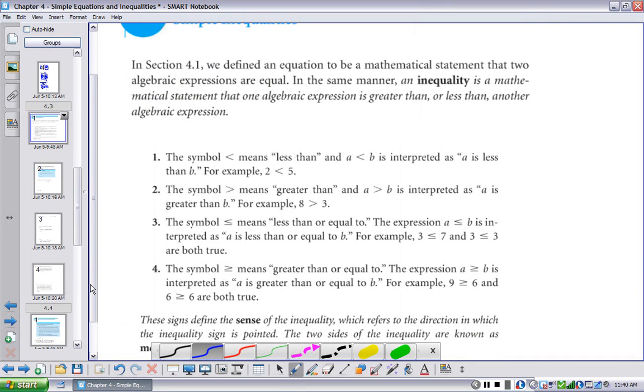So let's look at the symbols first. When you have this arrow pointed to the left, it means less than. So A less than B: A is less than B. When you have the little arrow pointed to the right, it means greater than. So A is greater than B. The symbol with the little arrow and a bar under it means less than or equal to. So we have A is less than or equal to B. And when you have the greater than symbol with a bar under it, that means greater than or equal to. Okay?